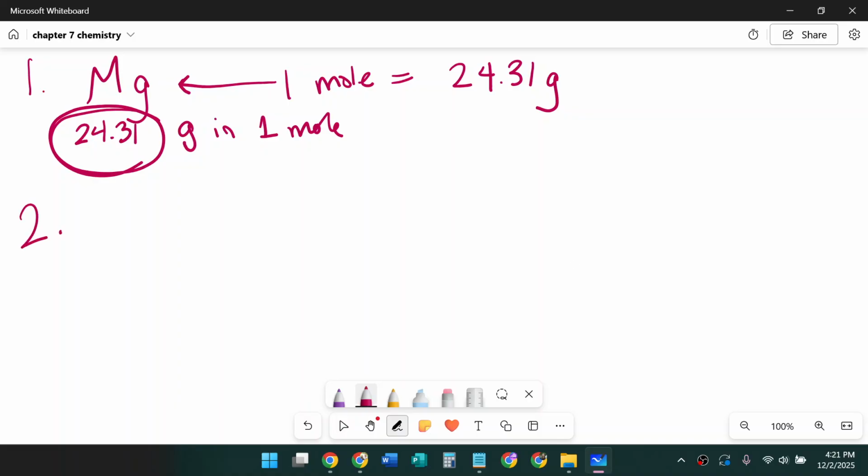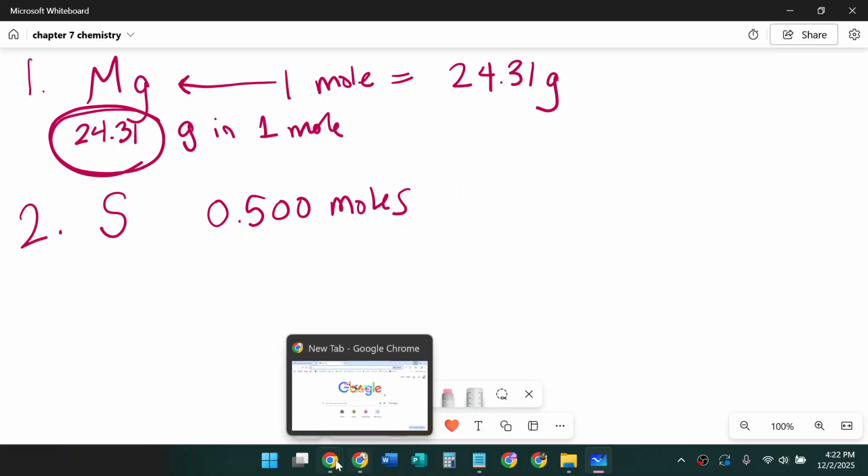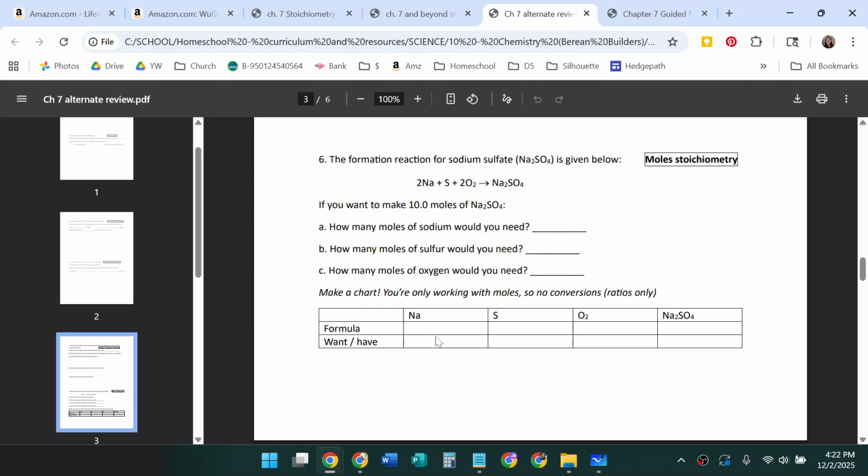Number 2 says, if I have 0.500 moles of sulfur, how many atoms of sulfur do I have? So sulfur is here, and I have 0.500 moles. So I will work through this one, but one thing that you probably want to be aware of is that a question like this, I don't believe there's one on the test. So you probably would be safe skipping. Actually, I should probably go check that and make sure before I assure you that you don't need to know this.